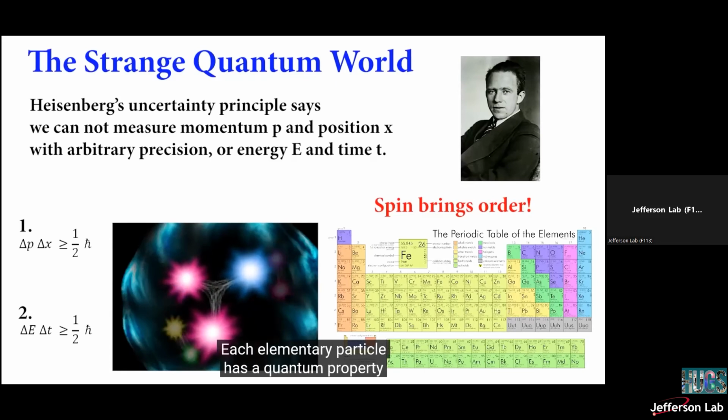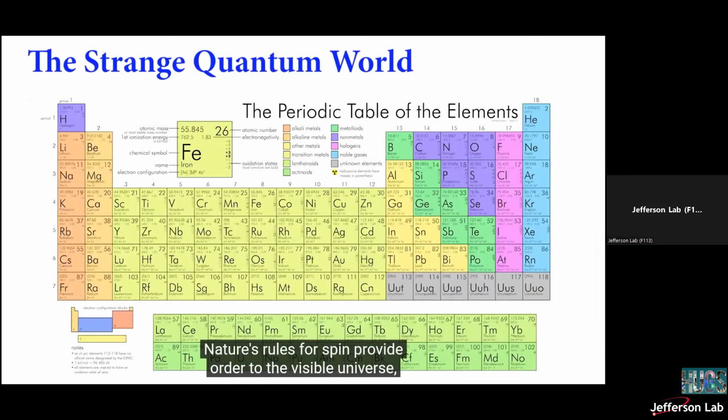Each elementary particle has a quantum property known as spin, which behaves like an intrinsic angular momentum. Nature's rules for spin provide order to the visible universe and is the reason for the periodic table of the elements and the shell structure of nuclei.